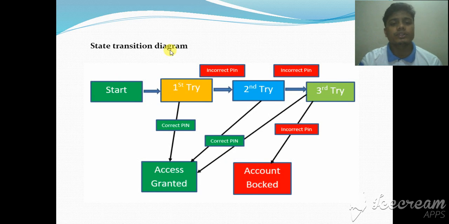This is a state transition diagram. First of all, the state: the first try, and the first try checks the correct pin. When the check shows the correct pin, then access is granted. In the second step, the second try, if the pin is correct, then access is granted. And the third try, if this is not the correct pin, so incorrect pin, then the account is blocked. This is a state transition diagram.